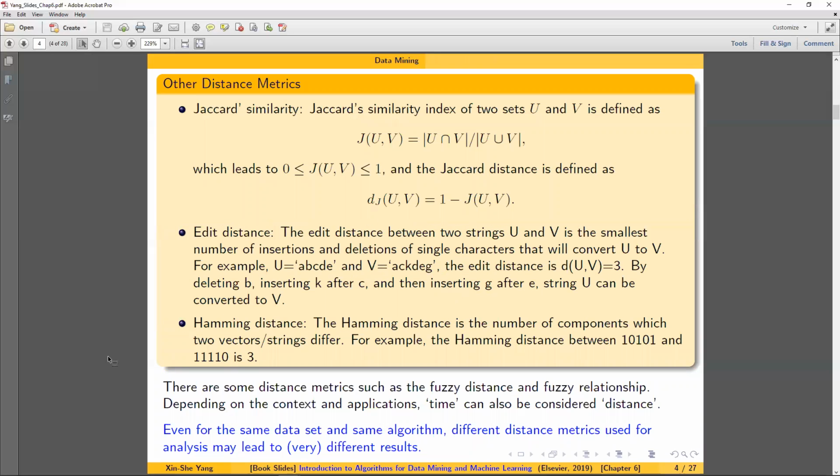The other distance metric, for example, is Jaccard similarity. For two sets U and V, it is the size of the intersection of U and V divided by the size of the union of U and V. And then the Jaccard distance is defined as 1 minus J(U,V), which is d(U,V).